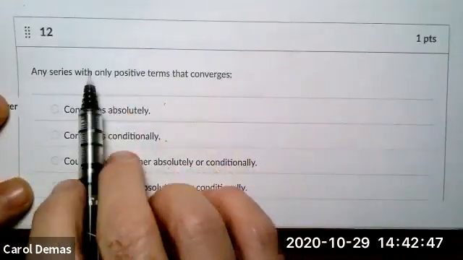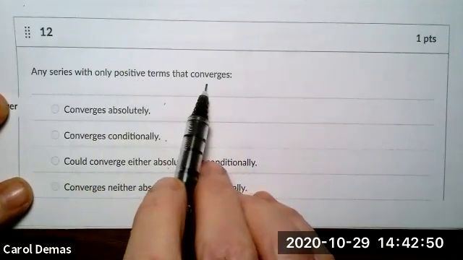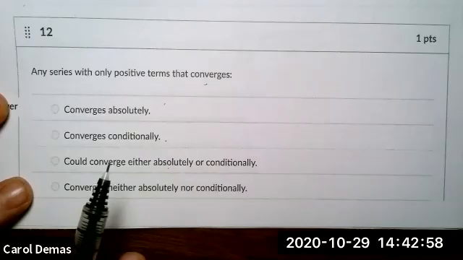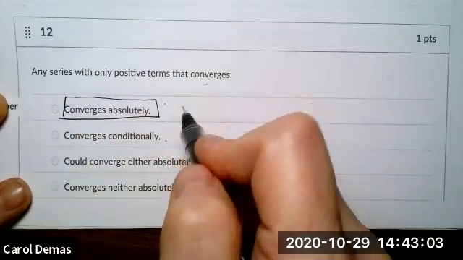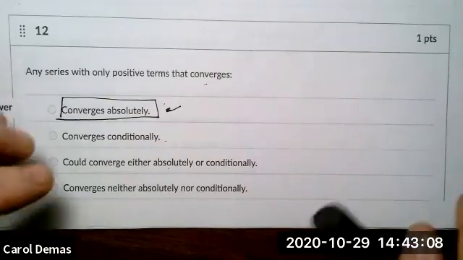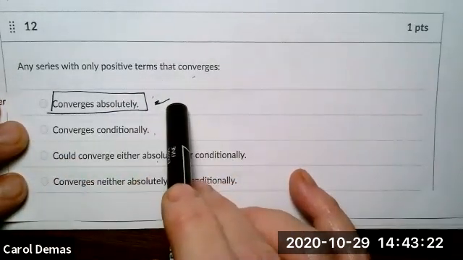Okay, number 12. If a series has only positive terms, but it converges, what does that tell us? Absolute convergence. If it's only positive and it converges, that's absolute convergence. Okay, we're coming down to the finish line. If it said negative and positive, would it be absolute or conditional? If it's negative and positive, it's either conditional or absolute. Okay, thank you.